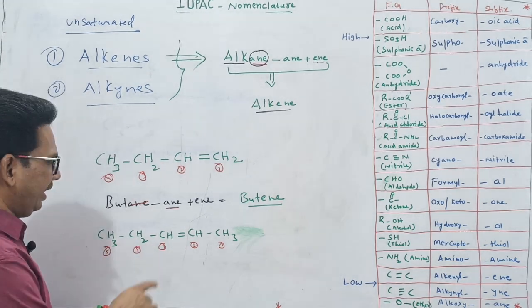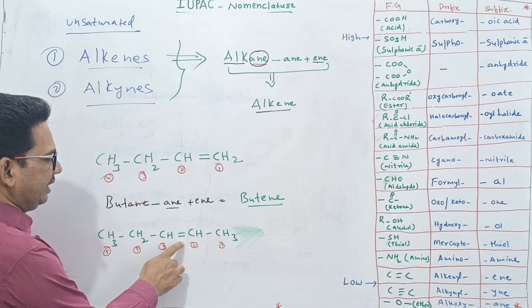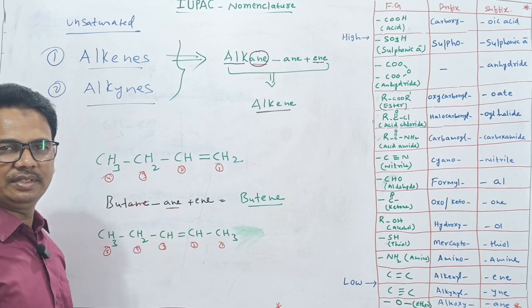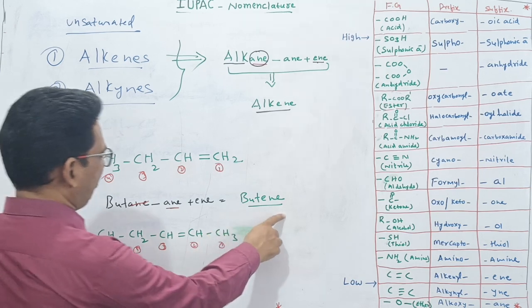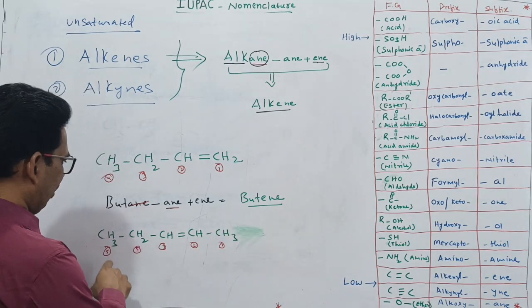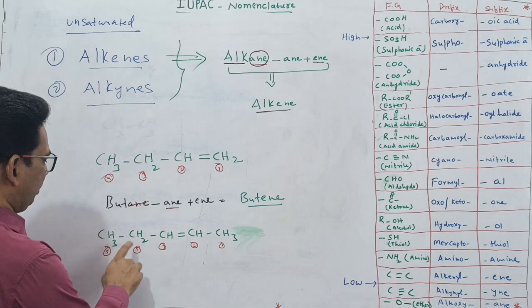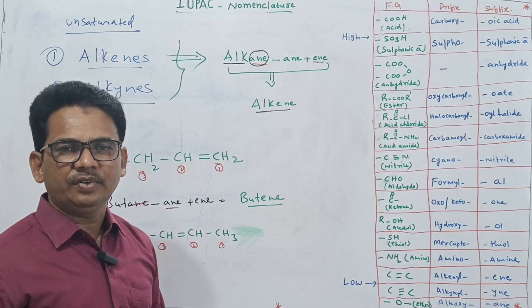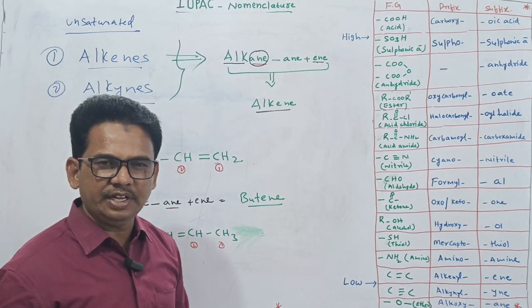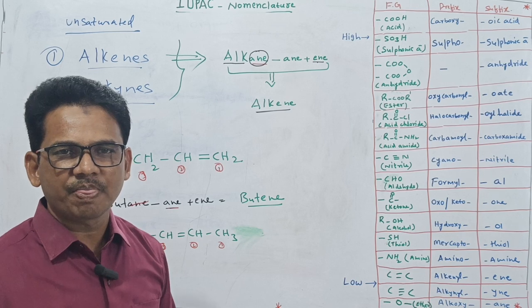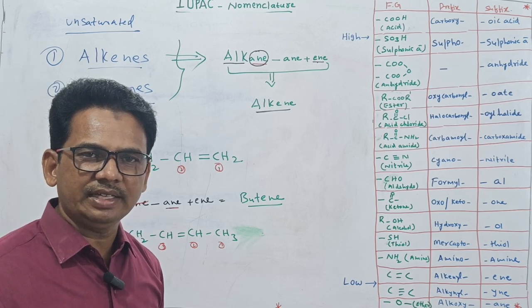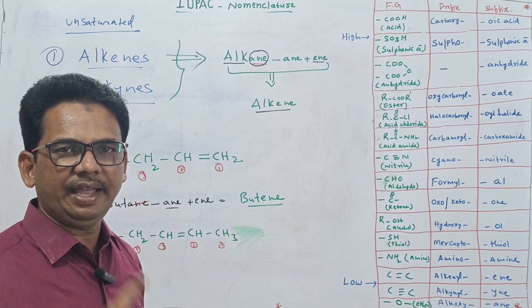Now see, here the double bond is present at the second position, but in the previous case it is present at the first carbon. That's why I directly wrote butene. Then here, how many carbons are there in this case? 1, 2, 3, 4, 5. What is the IUPAC name for this? When it has 5 carbons, it is called pentane. Pent plus ane, pentane.